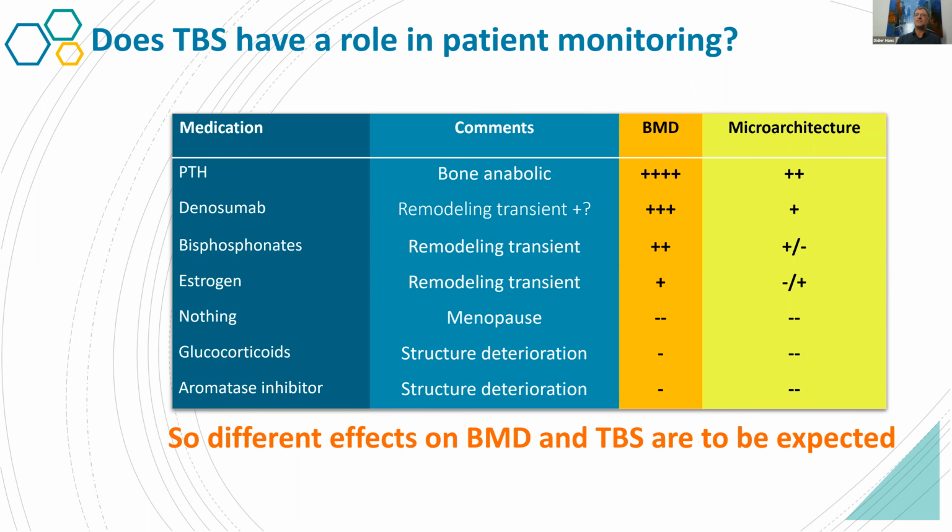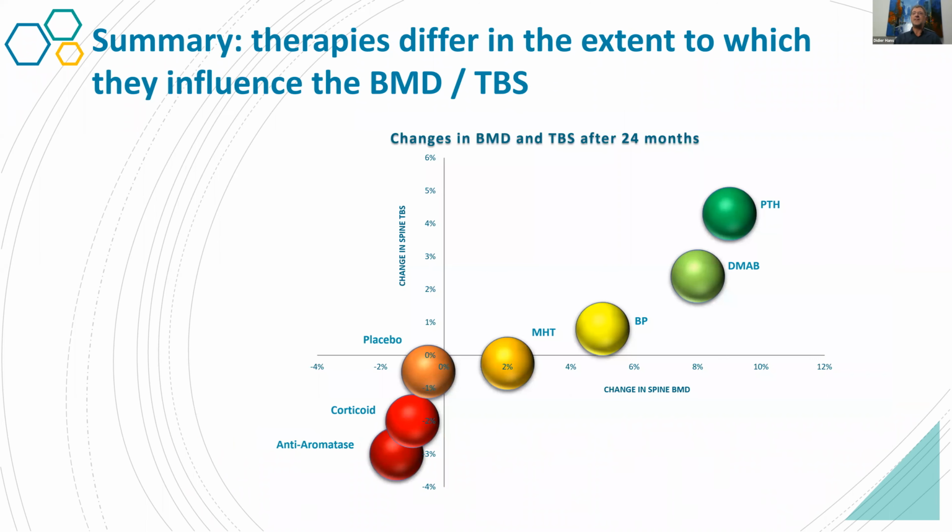So that I will call positive maintenance, while with HRTs we'll have more negative maintenance, in a sense, that will slow down the loss as compared to a normal menopausal woman. And of course, if we have aromatase inhibitor or glucocorticoid and so on, that will be a strong negative impact on the structure. So the bottom line is, based on the different type of molecule, we will expect different impact on BMD and TBS.